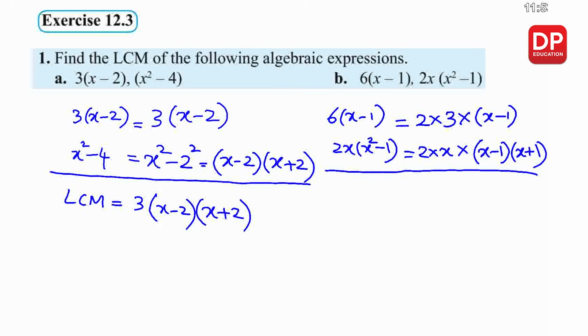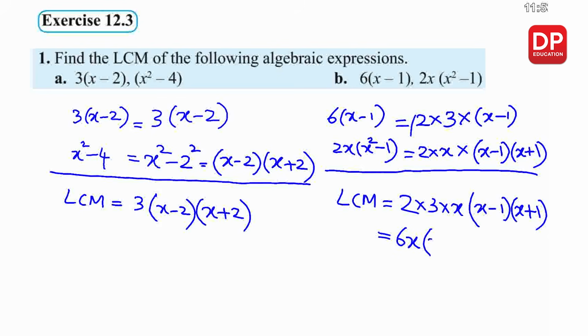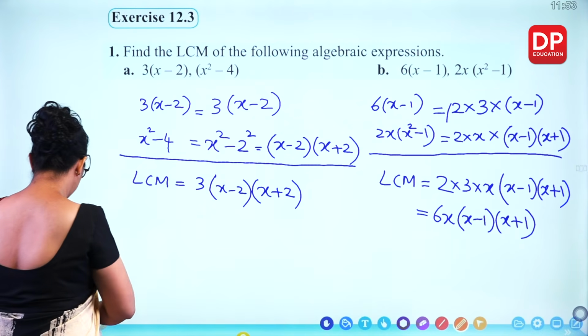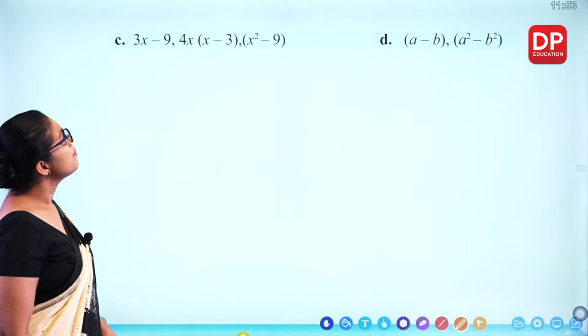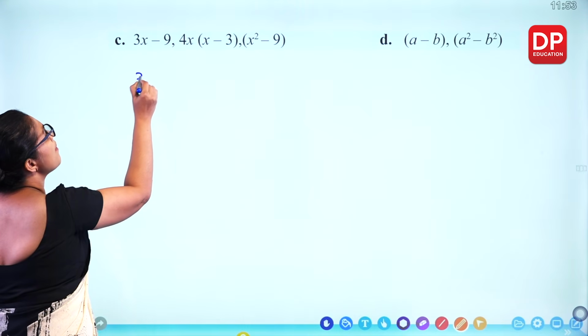So when you look at the least common multiple, I can see 2 is there, 3 and x and 1 (x - 1) term and 1 (x + 1) term. So when you simplify, what do you get? 2 times 3, 6x, (x - 1) and (x + 1). Now we'll look at the third part.